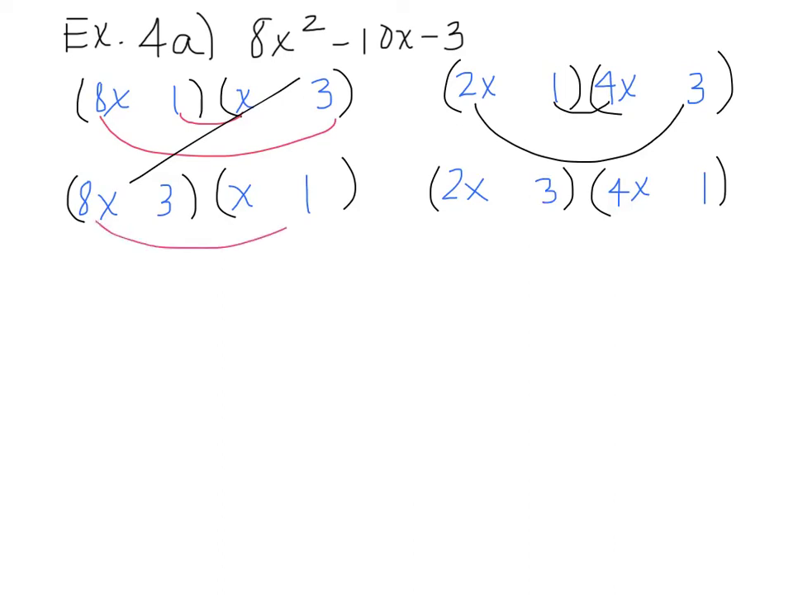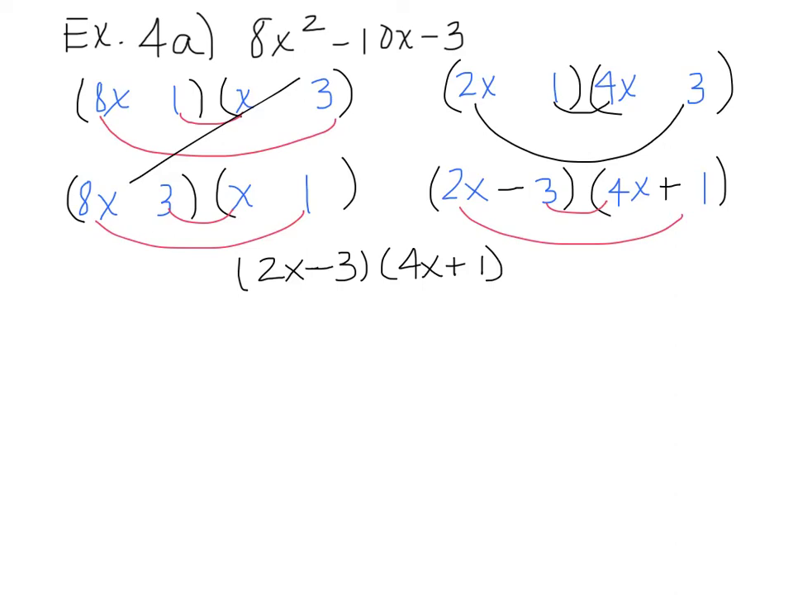So this will be an 8 and a 3. That won't work. And this will be 2 and 12. That's a possibility. So 2 and 12 can make 10. Since we need a negative 10, then the bigger number, which was the 12, takes that sign, and the smaller number takes this sign. So our factors would be 2x minus 3 and 4x plus 1. And if you FOIL it back out, you should get back what we started with.